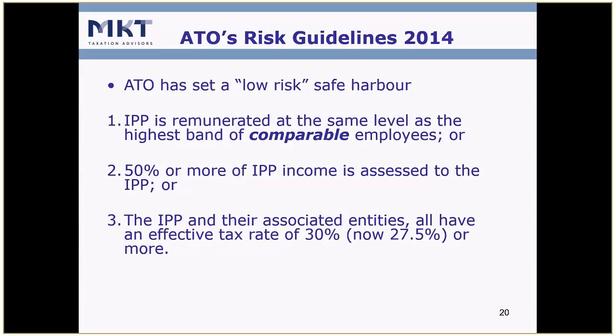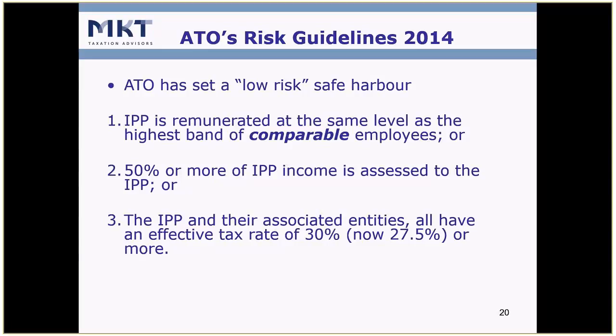If you were worried and you ran a professional services firm, accountants, lawyers, architects, engineers, medicos, any professional services, then as long as you do one of these three things with your income, you're low risk and we won't come knocking on your door. And obviously those who are conservative and don't want the tax office knocking on their door, they can just do that and not worry about it. So one of three safe harbours.